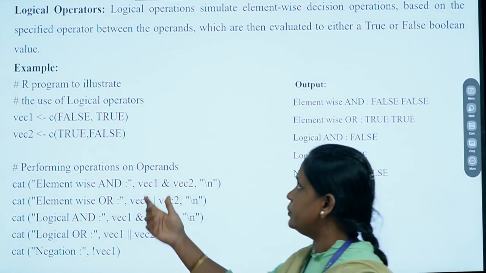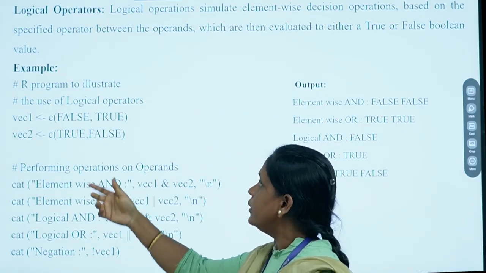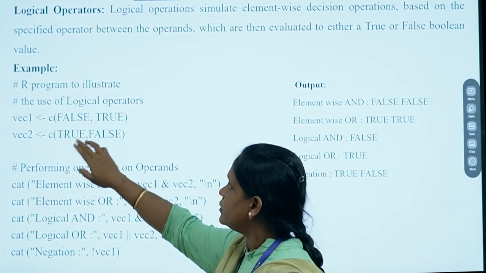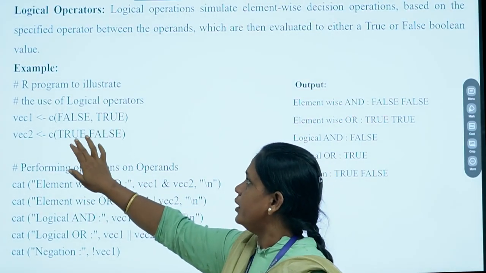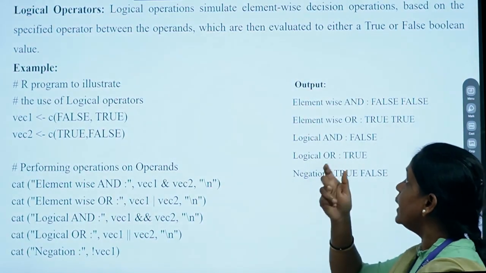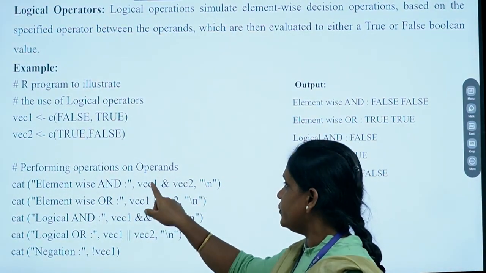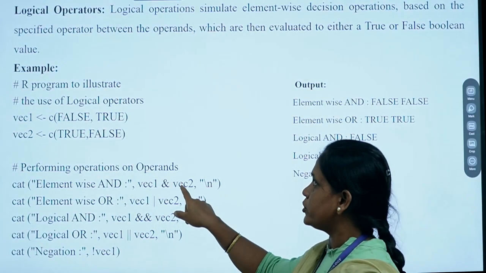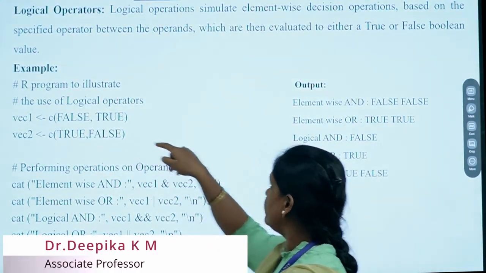So again, similar to the previous arithmetic operations, these are the operations where two vectors are taken. Vector 1 is true, false, and vector 2 is true and false, true and true, false. As we said, it performs the element-wise AND operation. Depending upon vector 1 and vector 2, it respectively applies AND to the two values and produces the results.